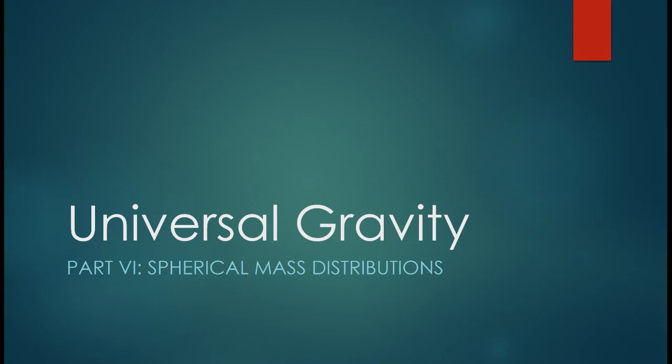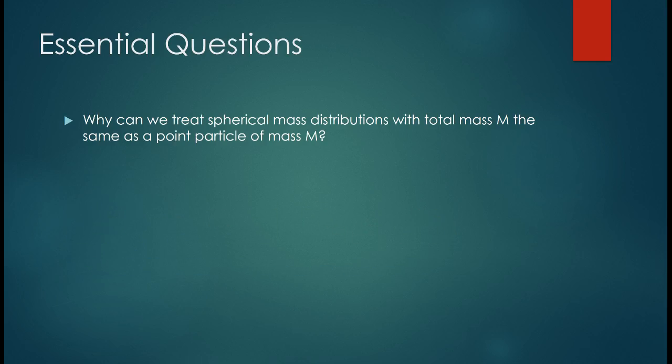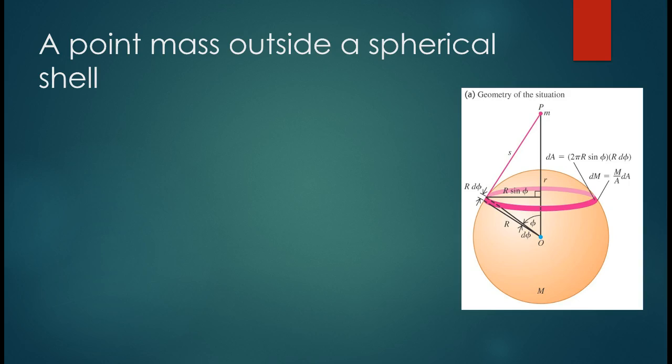Okay, welcome back everyone. Earlier in this chapter, we said that you could treat an extended object, a spherical mass distribution, as though the force of gravity acted at its center. So today, what we're going to try and figure out is why is that so? And this was a calculation that Newton actually did many years ago, and it's pretty sophisticated for back then.